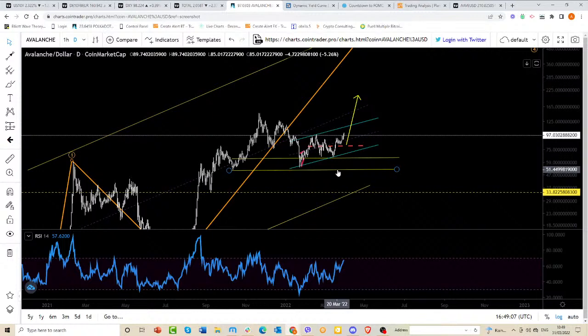So you can also make the case this is just a head and shoulder. There is a left shoulder, right shoulder, and then a break of the neckline will give you the usual target down to 32. I don't think that will happen. I would most likely go for this scenario. Okay.